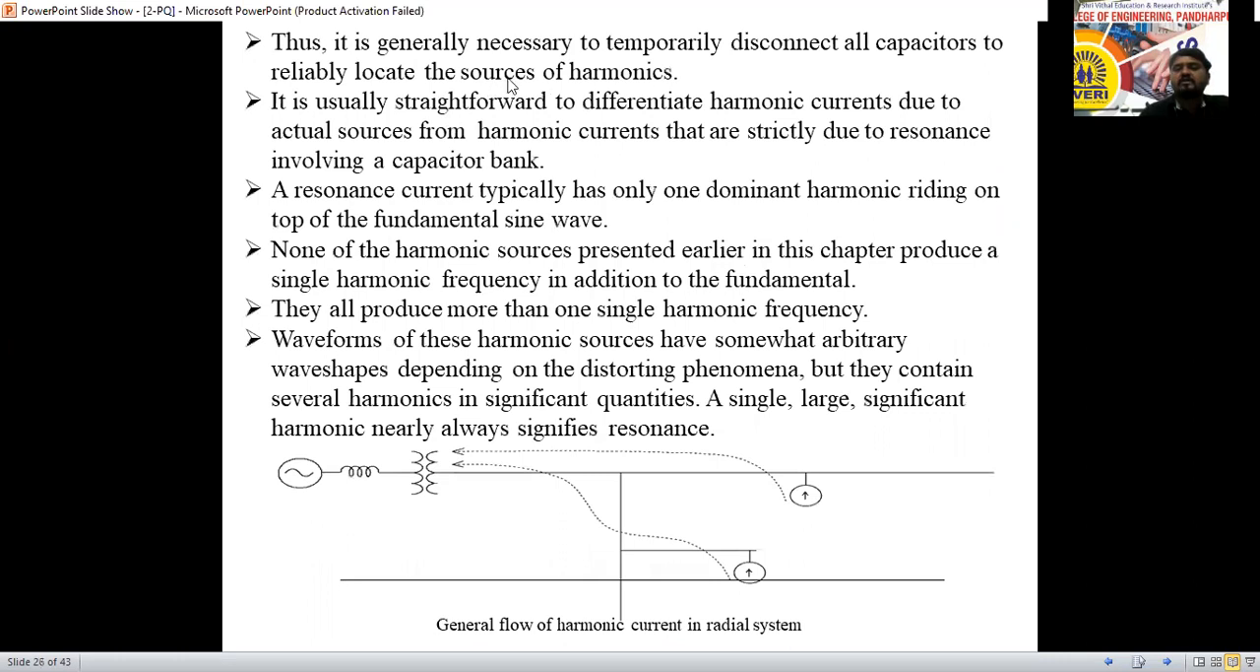In general, it is necessary to temporarily disconnect all capacitors to reliably locate the sources of harmonics. Starting, we have to disconnect all the capacitors. Then we have to connect them again.